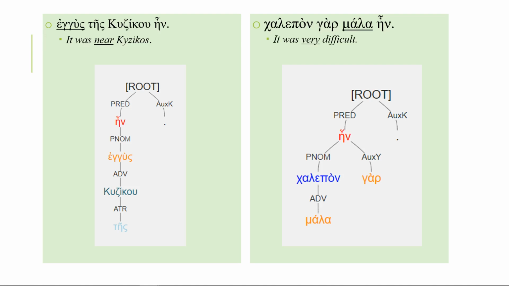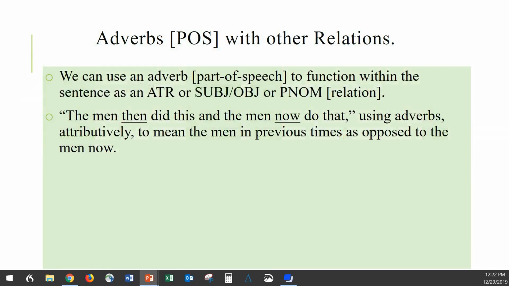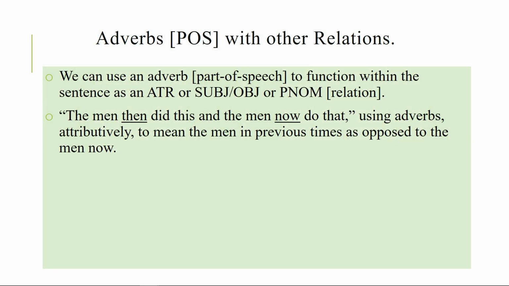So what we saw here, especially, is he was near, or it was near Cyzicus. This is an example of adverbs not acting as adverbs. All the rest of the adverbs I gave you were labeled relation adverb, but you can also use adverbs for other things. So we can use an adverb to function as an attribute or a subject or an object or a pronoun, right? We just saw that it was the pronoun.